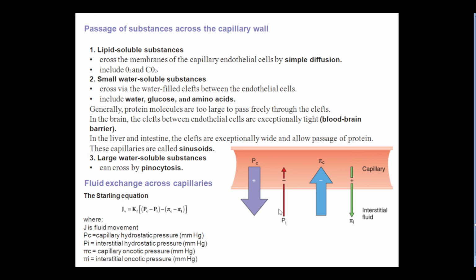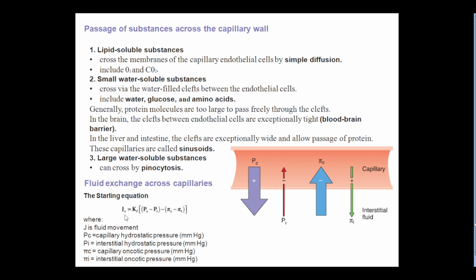Hydrostatic interstitial pressure opposes filtration, minus, but the value is very little, that's why it's so thin. Oncotic interstitial pressure favors filtration, plus, but the value is really very small. And if you need to consider all these four forces, you can make an equation.